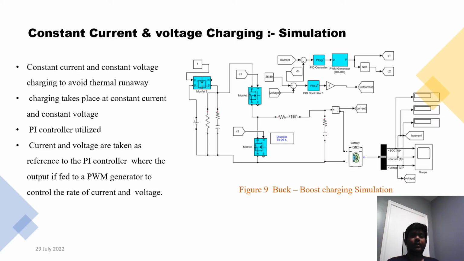Another method to prevent battery fault is constant current and voltage charging. Here, the charging takes place at a constant current and constant voltage. A proportional integral controller is utilized for the purpose. Reference values of current and voltage are taken and given into the PI controller, which is given as feedback to the PWM generation unit, which in turn controls the switches and thereby the rate of current and voltage that is passed into the battery. So the rate of change of current and voltage equals 0.